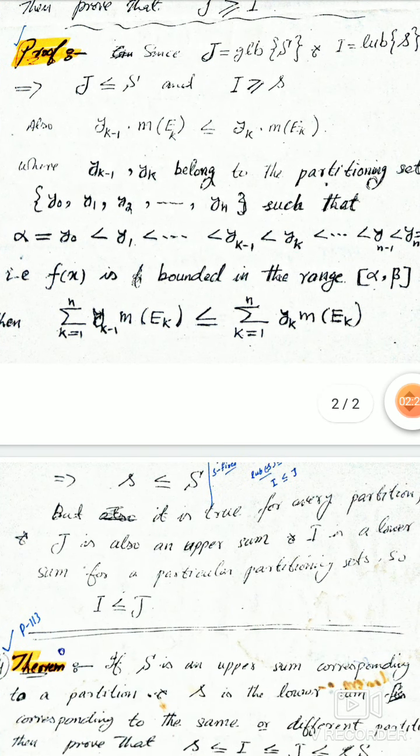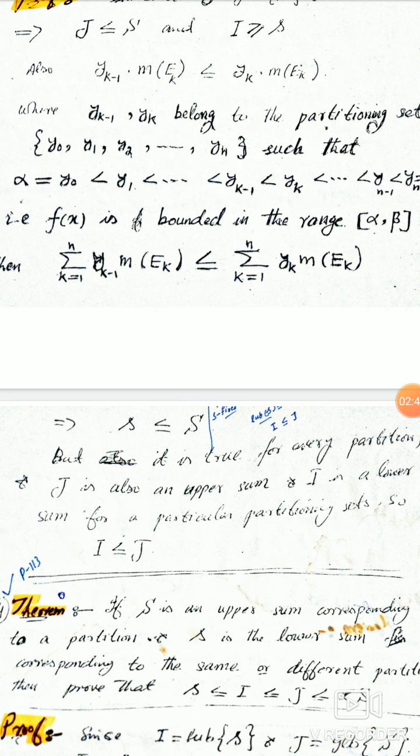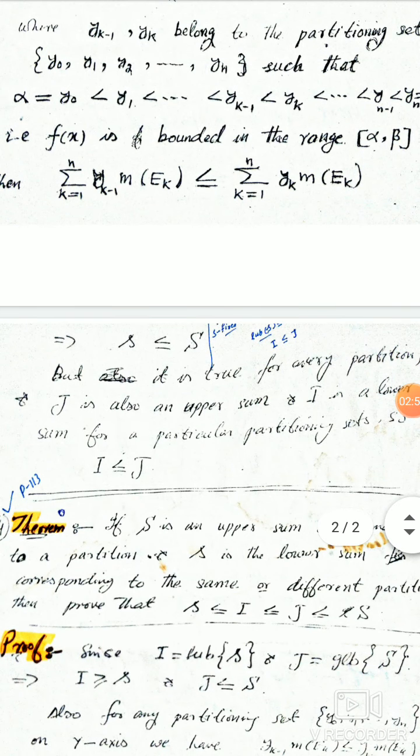That is, f(x) is bounded in the closed interval alpha to beta, because all the values of the function must be greater than or equal to alpha and less than or equal to beta, and these are for the function on the y-axis. Then taking the sum, summation k equal to 1 up to n of y_{k-1} m(e_k) is less than or equal to summation k equal to 1 up to n of y_k m(e_k). The summation with y_{k-1} shows small s, and the summation with y_k shows capital S.